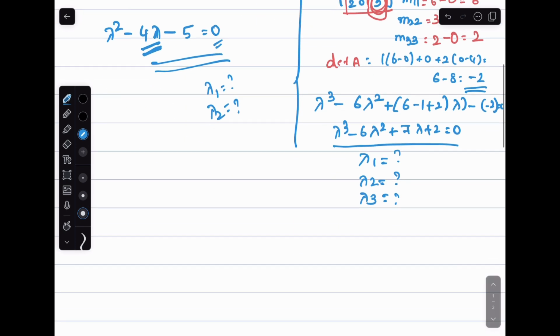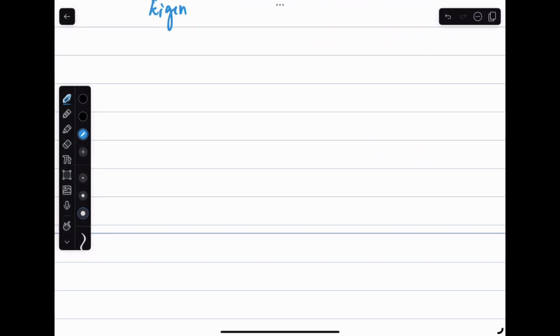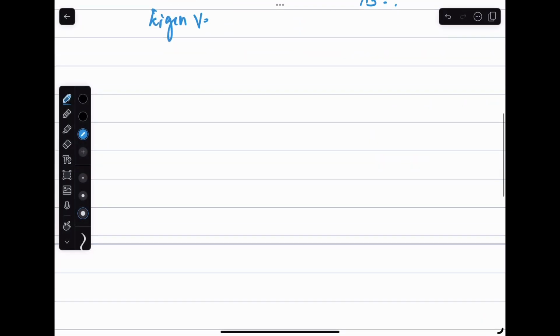Now without any further delay, let's dive into the eigenvalues and the eigenvectors. So when I say eigenvalues, let me write it down: eigenvalue and eigenvector.